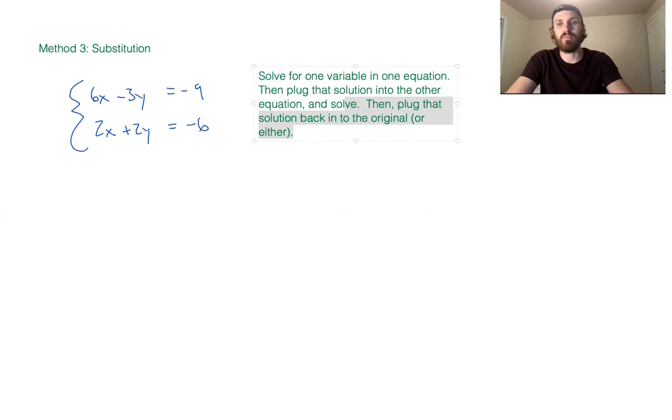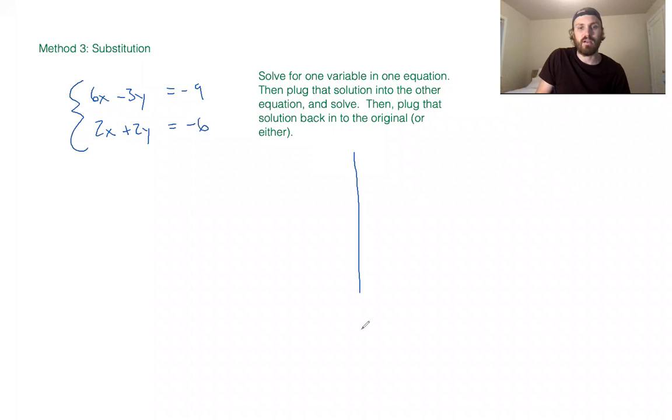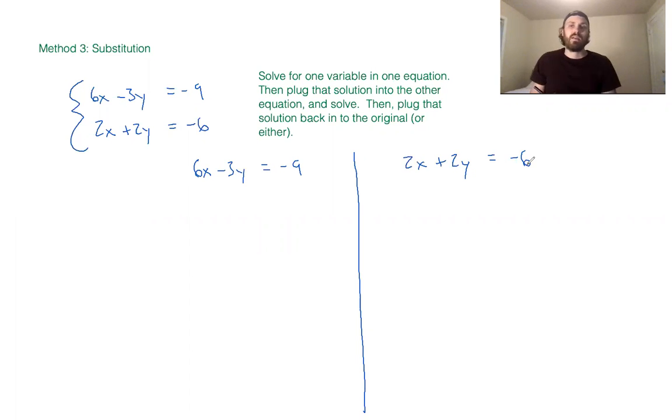Basically what we're going to do is solve one of these equations for x or y, then plug that into the other. So one thing I like to do is to keep my equations separate when I am doing substitution. So I'm actually going to draw a line here, and I'm going to write one equation, which is 6x minus 3y equals -9 on this side, and 2x plus 2y equals -6 on this side. Now, it doesn't really matter which variable I solve for in which equation, but pick the easy one.